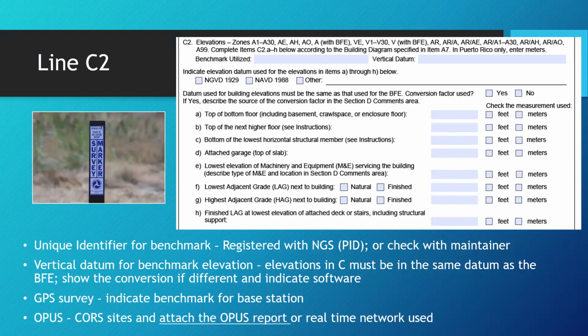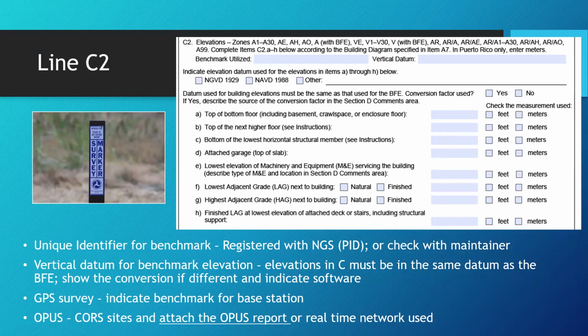There's an interactive map where you can find them, and they all have a unique ID number. And there's different types. There's vertical and horizontal benchmarks that are registered there, so you can find them on the map and locate them exactly. Or there are other organizations that maintain benchmarks, so you would want to check with them if it's not the NGS.